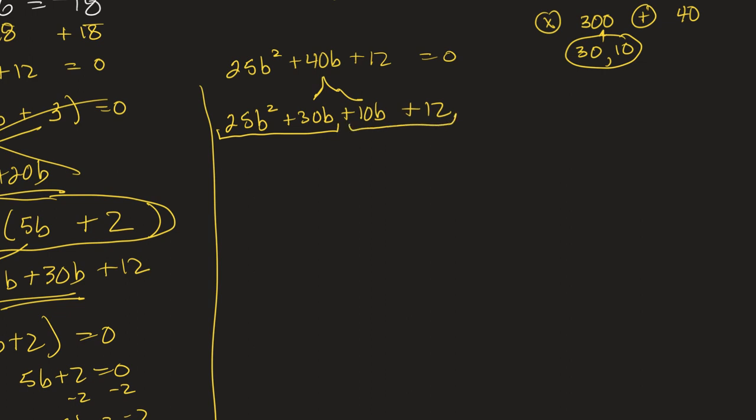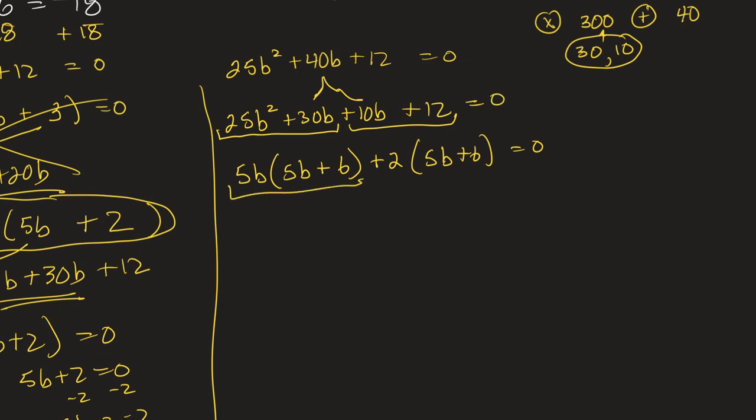So out of the first, I think I can take a 5 and a b, leaving me with 5b plus 6. The next one, I think I can take out a 2, a plus 2, leaving me with 5b plus 6. And then this term and this term each have a 5b plus 6. So let's pull that out front. And then if I divide both terms by that, because I factored it out, I'll be left with 5b plus 2.